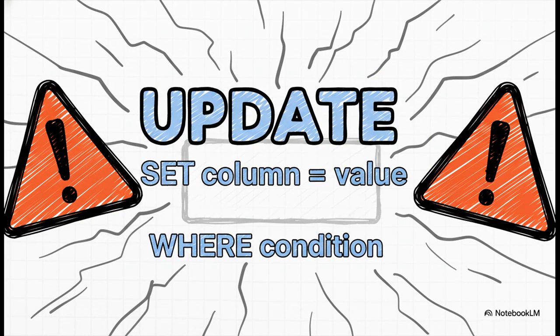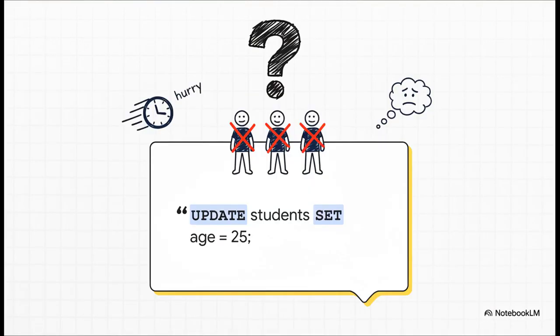Okay, I really need you to pay close attention right now, because there is one common mistake with the update command that can lead to an absolute total disaster. It is the number 1 thing every developer learns to fear. So what do you think happens if we're in a rush and we write our command, but we forget that tiny, all-important where clause? We're telling the database to update the students and set their age to 25, but we never told it which student.